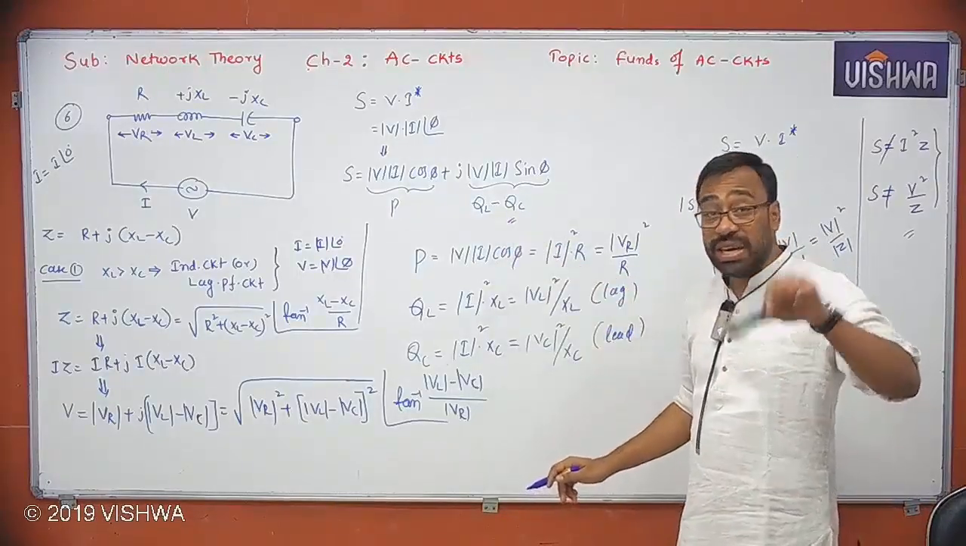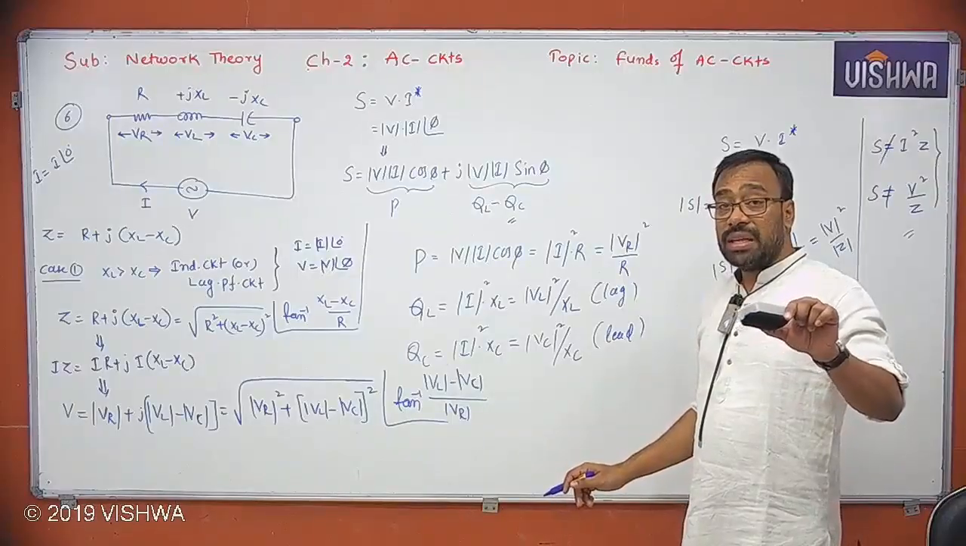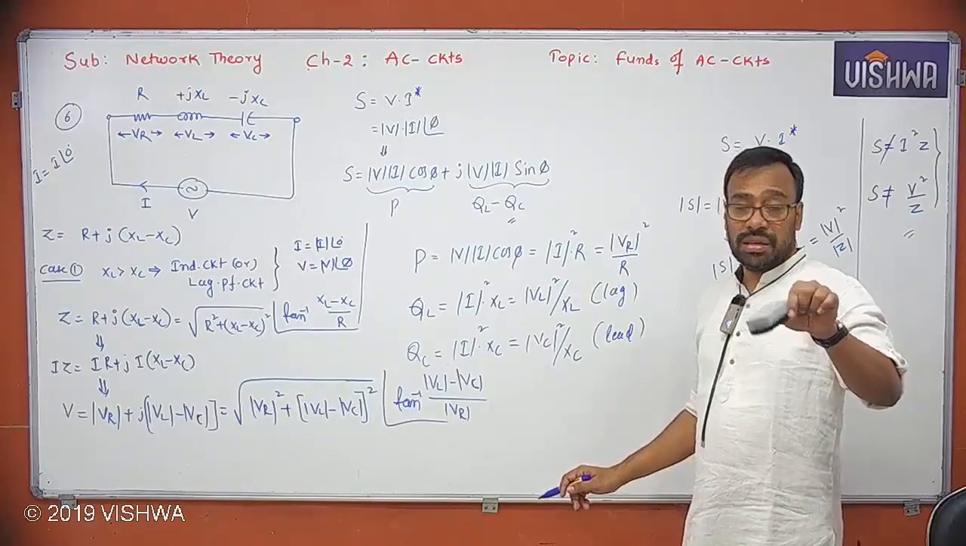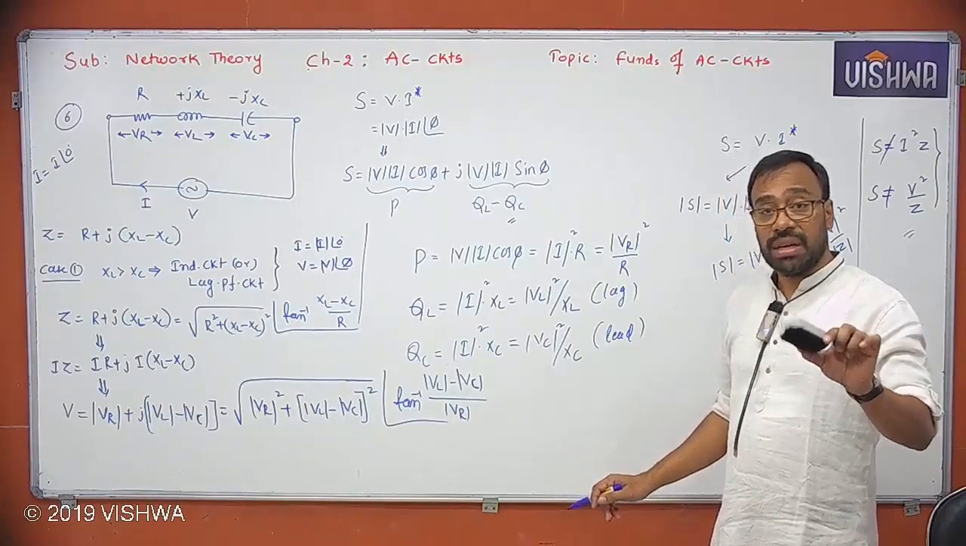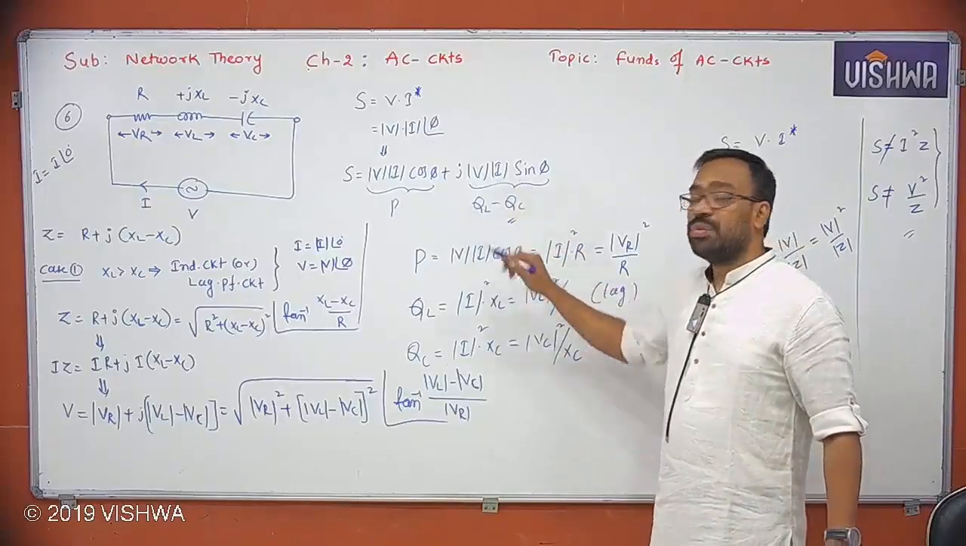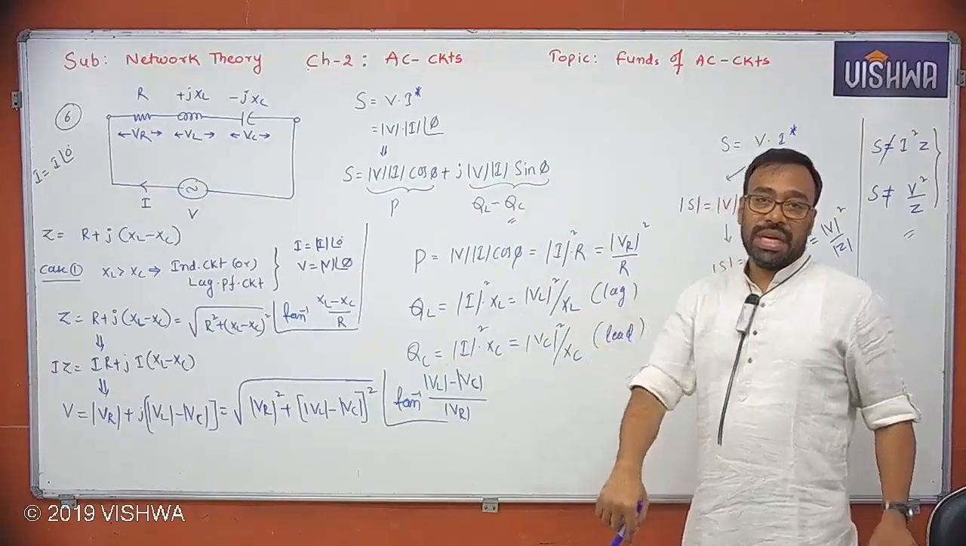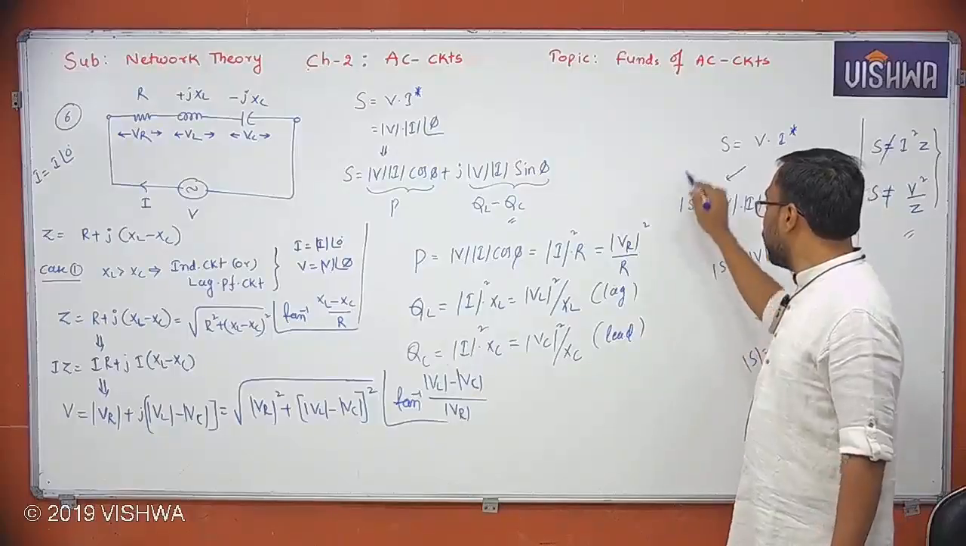Therefore, the net reactive power will decrease. I take my statement back that the net reactive power is less than the minimum value. That's not the correct statement, but definitely I can say that the net reactive power will decrease. Understand, all of you? This is very, very important here.